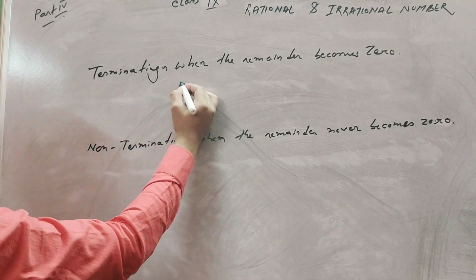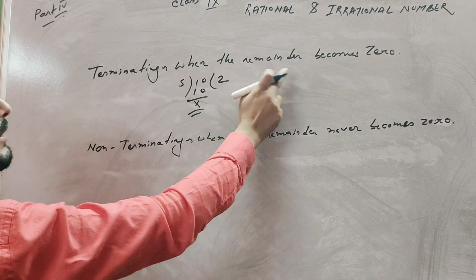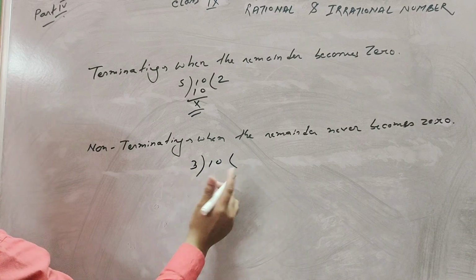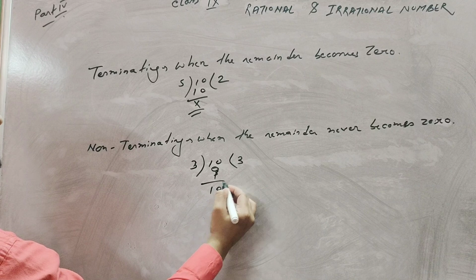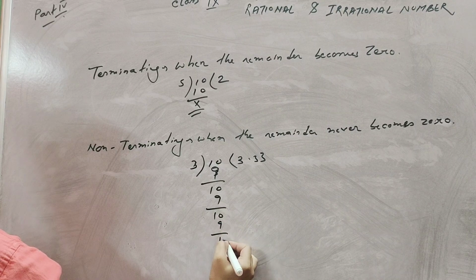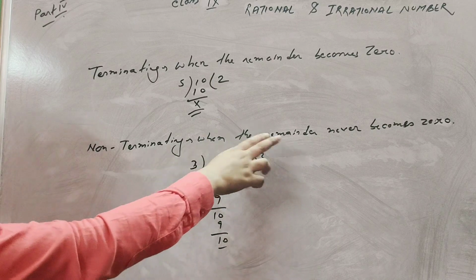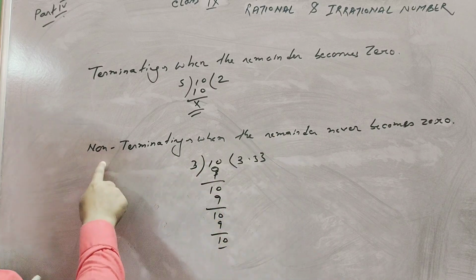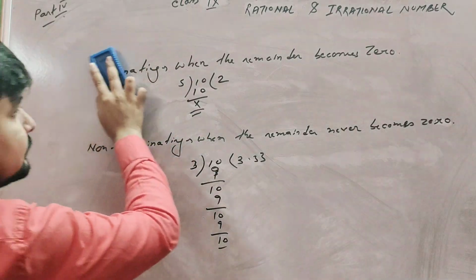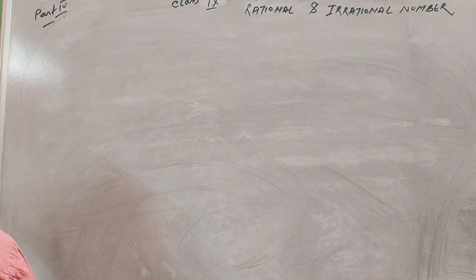Whenever you divide any number and you automatically get the remainder 0, that is called terminating decimal. Clear? Whenever you divide any number and the remainder never becomes 0, it goes continuing. That is called non-terminating decimal. When the remainder never becomes 0, it's called non-terminating. When the remainder becomes 0, it's called terminating. Okay. One more topic.